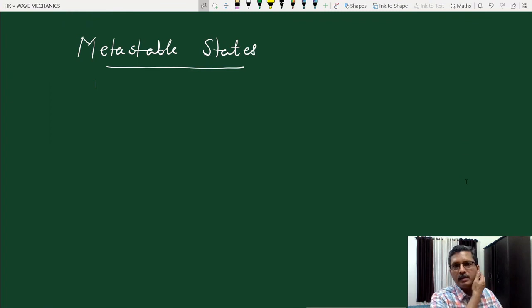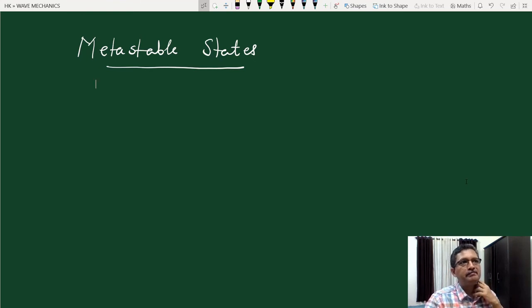So we have considered radiative transitions in the hydrogen atom, and we have seen the condition for radiative transition, and at least we have seen how we can deduce selection rules. Okay. Now let us briefly consider this idea of metastable states.